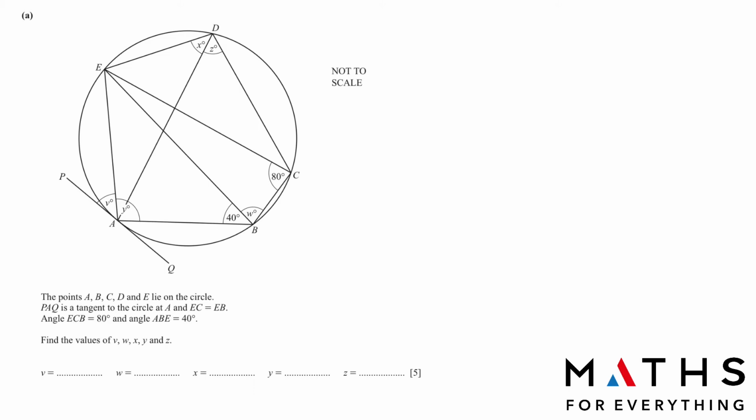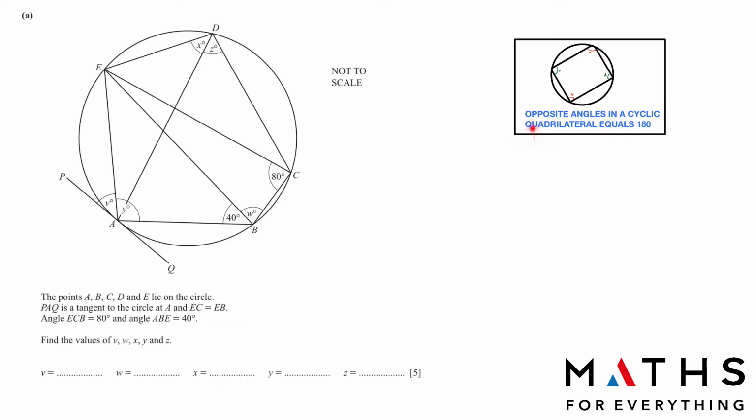Let's start. The first one that I can see is that we have been given angle ECB is 80. What is the opposite angle here? Y. So we can find Y first. You need to know that opposite angles in a cyclic quadrilateral equal 180. What is a cyclic quadrilateral? A quadrilateral that touches the 4 corners of the circle.